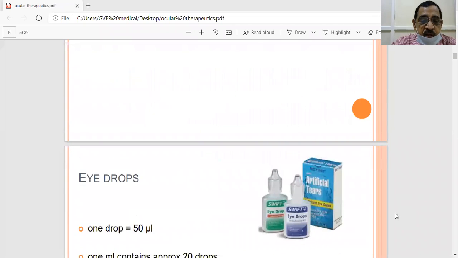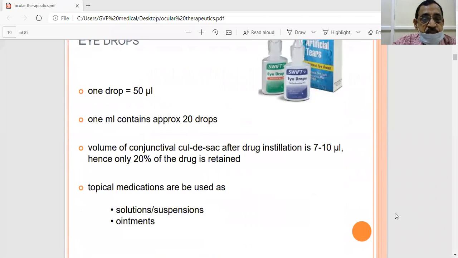Ocular drug delivery. So we have eye drops. Each drop of any ocular medication contains about 50 microliters. So 1 ml contains approximately 15 to 20 drops. Volume of the conjunctival cul-de-sac after drug instillation is around 7 to 10 microliters. Hence, only 20% of the drop instilled gets retained in the conjunctival cul-de-sac. The rest is thrown out.